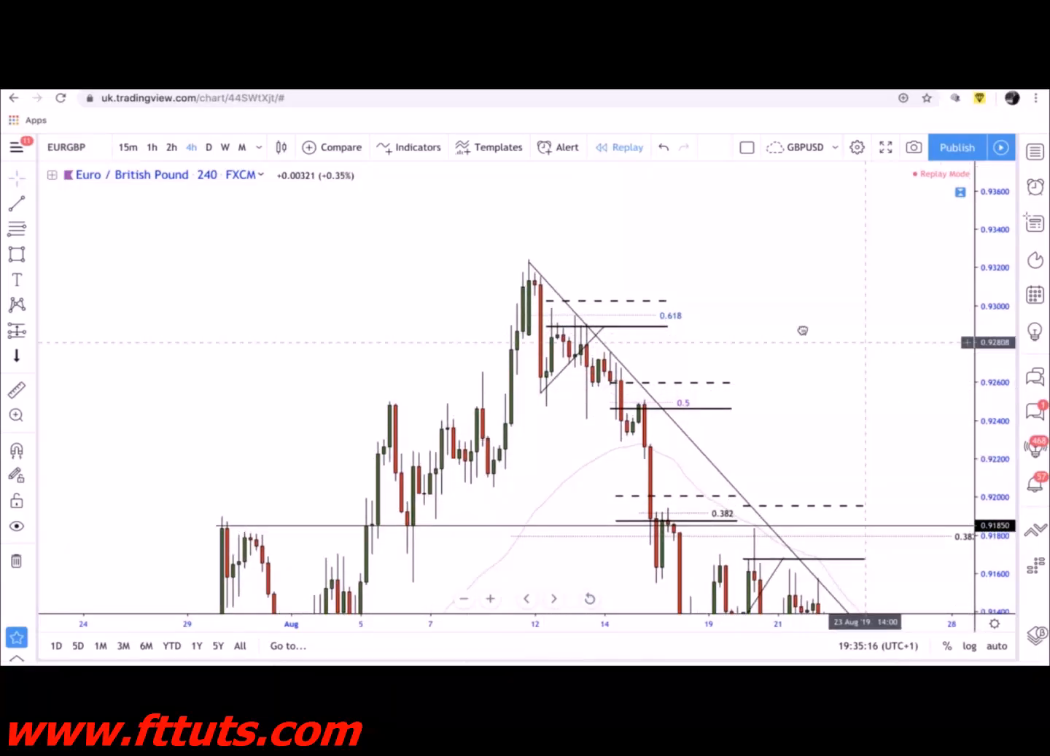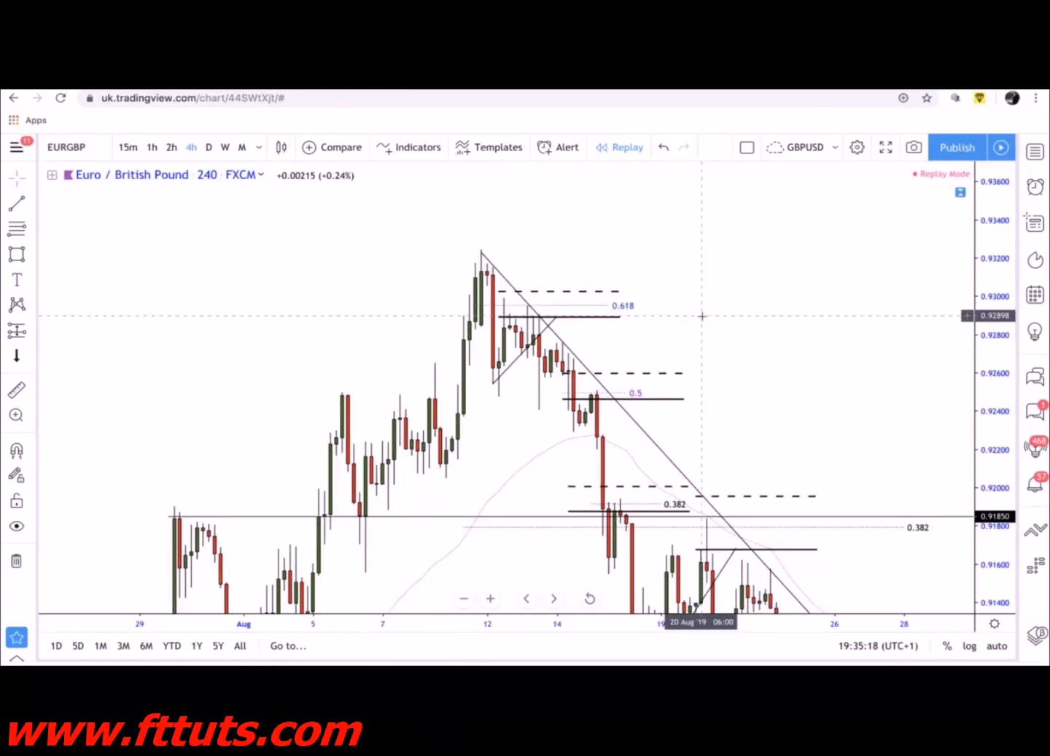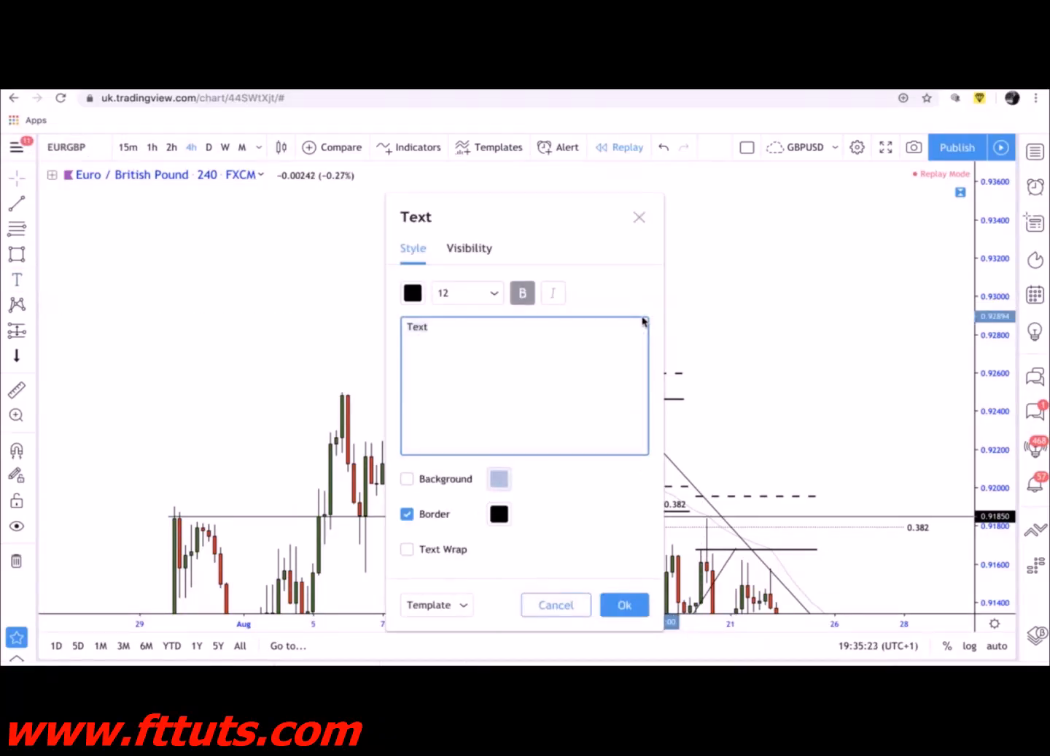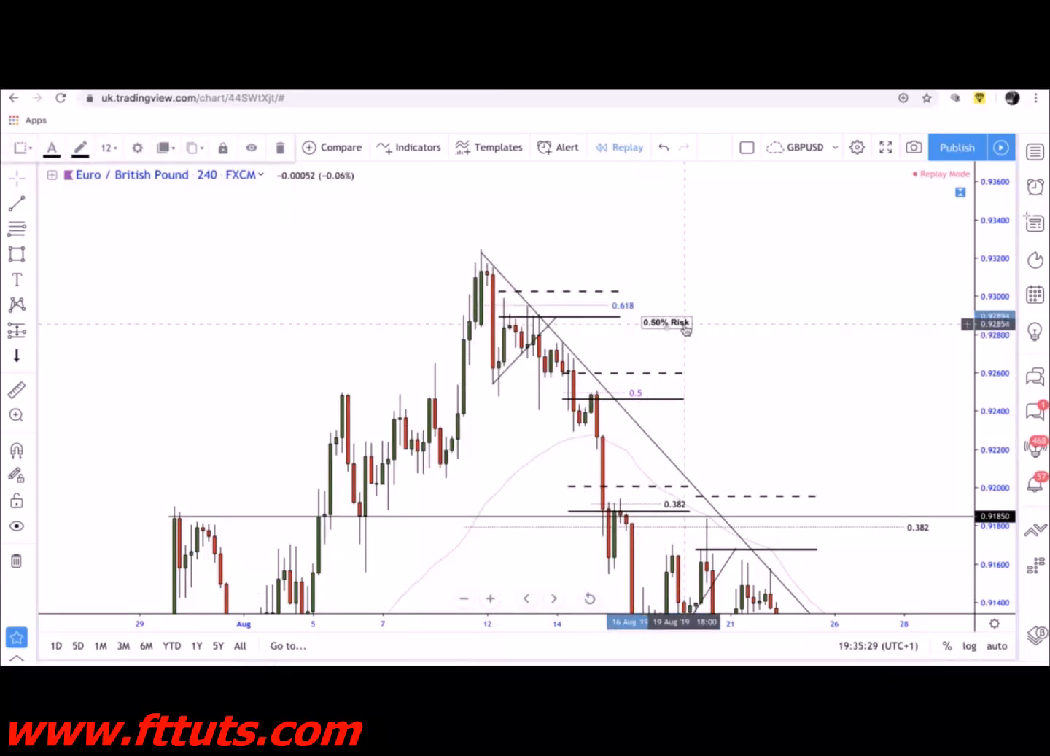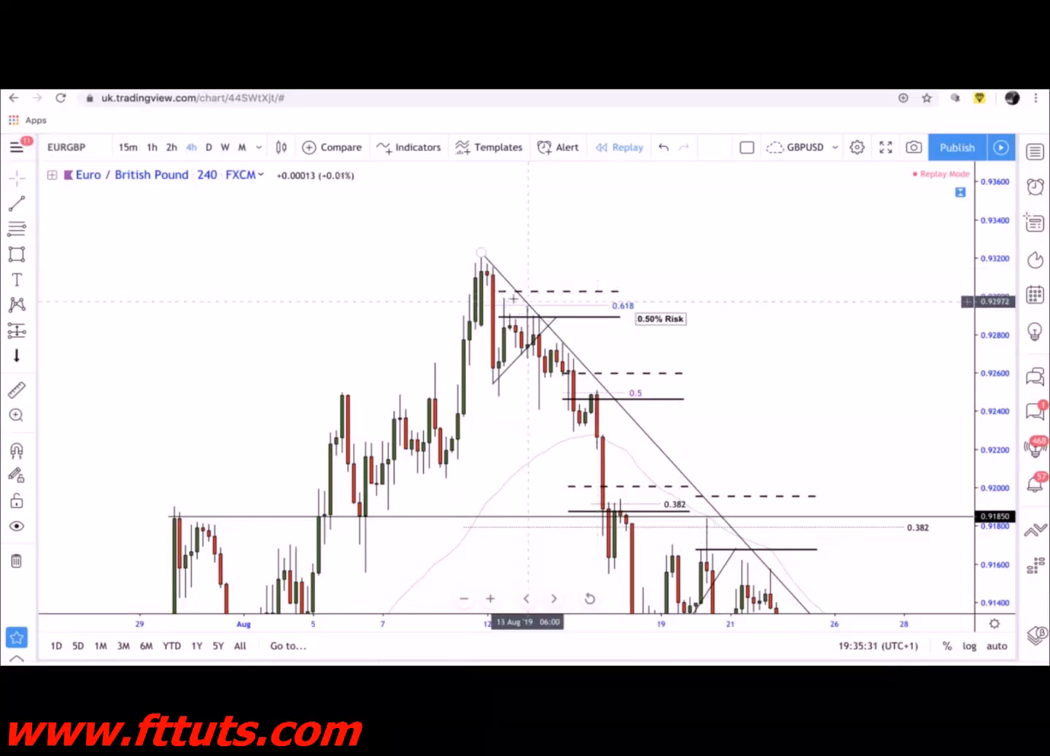So what you would have done here is you would have entered in at, say for example, 0.5%. Okay, so let's just type that out. So this would have been your entry. So the black line is the entry point. Okay, 0.5% risk. That's what you would have put on this particular trade here. And obviously your stop loss would have been this dotted line.